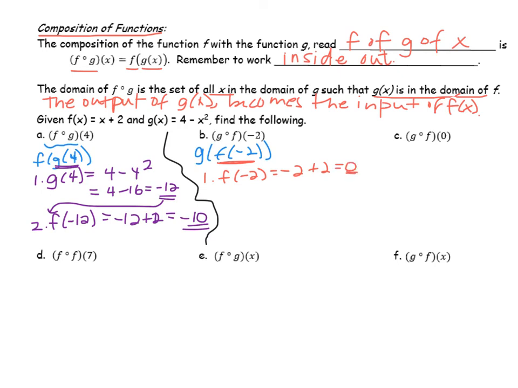Now that output becomes the input for the g of x function, because that's on the outside: g of 0. Now g of x was 4 minus x squared, meaning if we do 4 minus 0 squared, that would just be 4 minus 0, which is 4. g of f of negative 2 has an output of 4. We'll finish the rest of these in class.